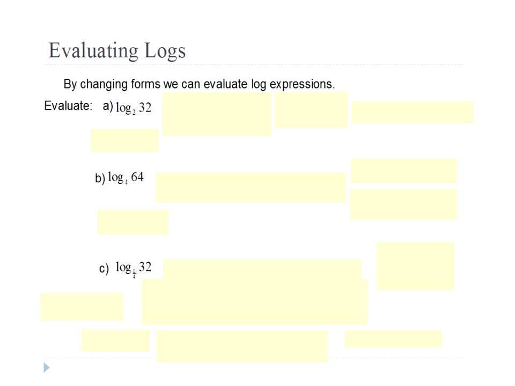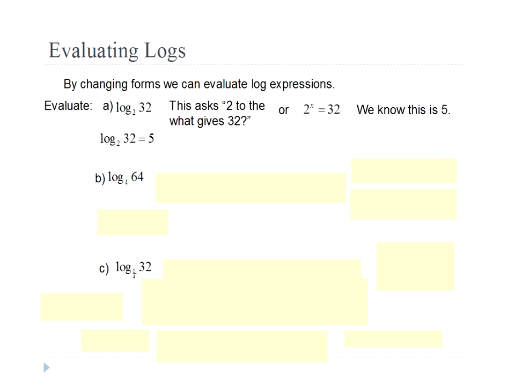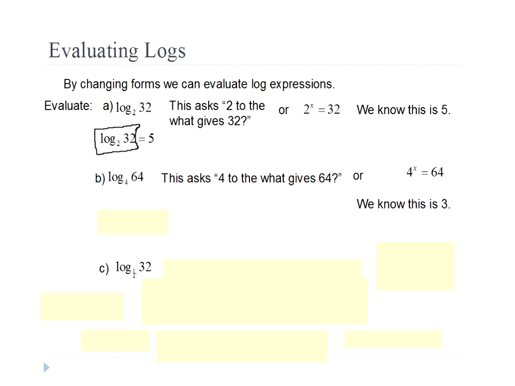So let's take a look at evaluating some log expressions. Log to base 2 of 32. This asks, 2 to the what gives you 32? Another way to say that is 2 to the x equals 32. We know this is 5. It's not 2 to the 5. Please don't tell me it's 2 to the 5. It's just 5. So log to base 2 of 32 equals 5. Log to base 2 of 32 is just another way of writing the number 5. Log to base 4 of 64, that asks, 4 to the what gives me 64? So we know this is 3. So log to base 4 of 64 is 3.